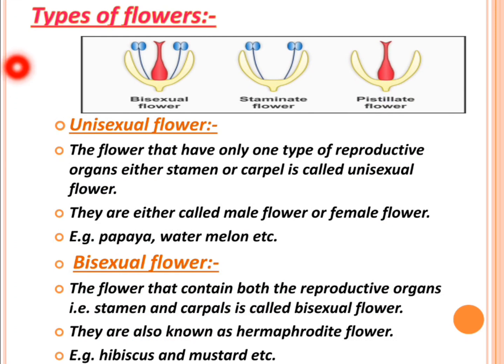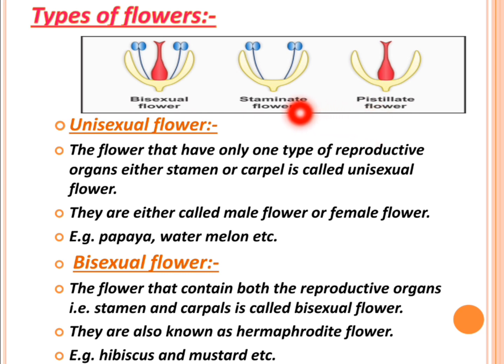Now see the types of flowers. There are two main types of flowers, unisexual flower and bisexual flower, on the basis of reproductive organs present in them. The flower that has only one type of reproductive organ, either male or female part, means either stamen as a male part or carpel or pistil as a female part, then this is called unisexual flower.